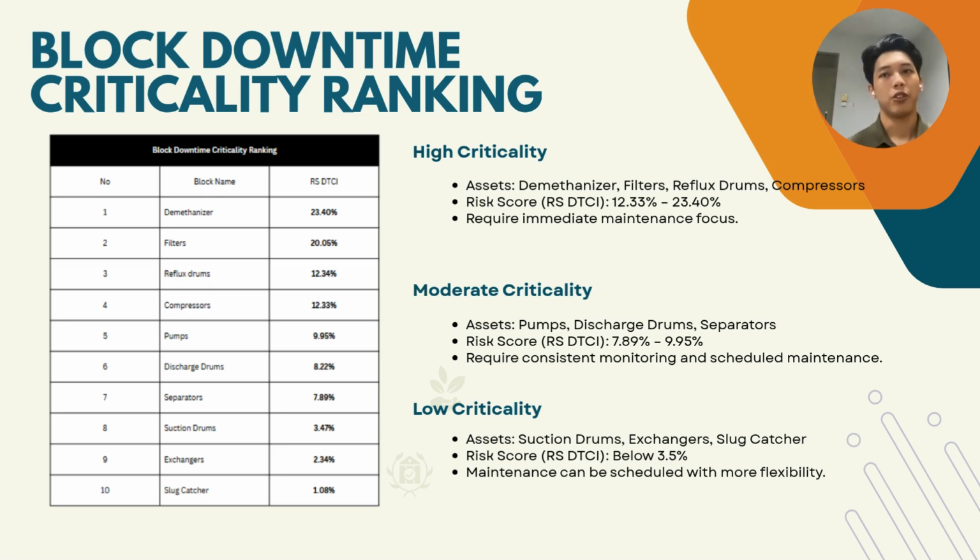While for pumps, discharge drums, and separators, these are considered moderate criticality. They only require consistent monitoring and scheduled maintenance. For the low criticality assets such as suction drums, exchangers, and slug catcher, with risk score below 3.5%, the maintenance can be scheduled with more flexibility in order to reduce costs.